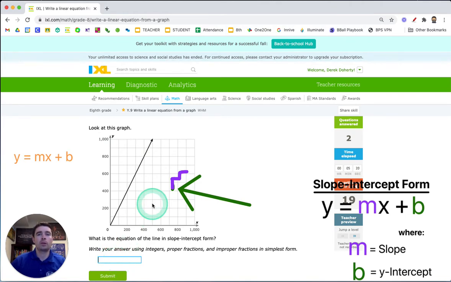We can work through this one. Now it's getting a little more difficult. At least the slope is not 1 over 1 this time. And this one has some cool challenges as well.